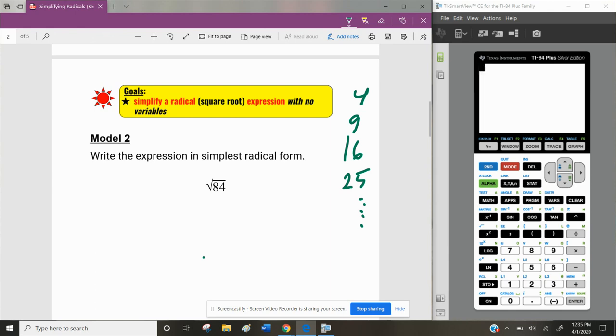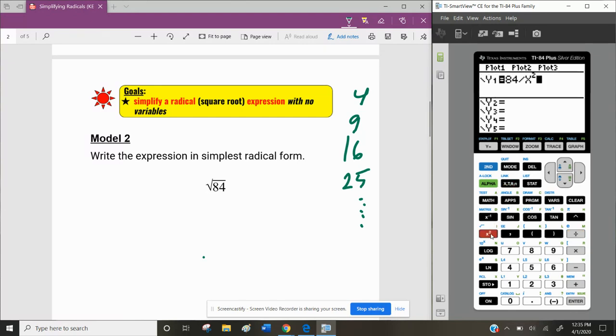So again, what process are we going to do here? We only have one number. There's no addition, no subtraction. So what we're going to do is go into our graphing calculator. We're going to go to y equals. We're going to do 84 divided by x squared.